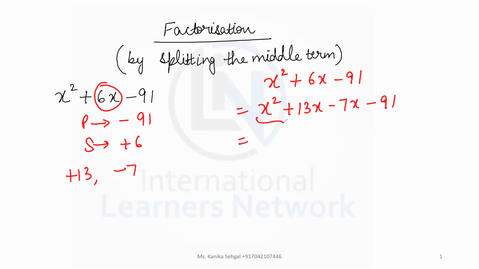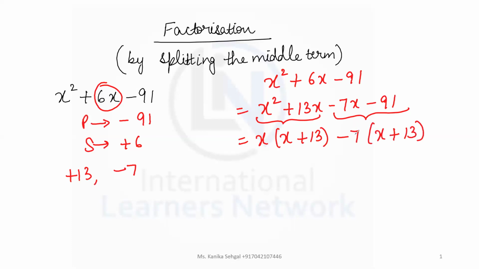Now from the first two terms we are going to take common. So we'll take x common here, and we'll be left with x plus 13. And from the next two terms we are going to take minus 7 common and we'll be left with x plus 13 again. Now, please notice we have taken minus 7 common. Since we have taken negative outside the bracket, the signs here will get reversed. So they were earlier negatives, now we are going to make it positive.